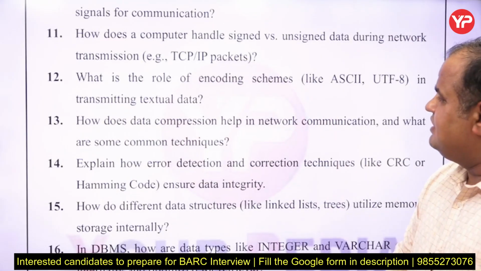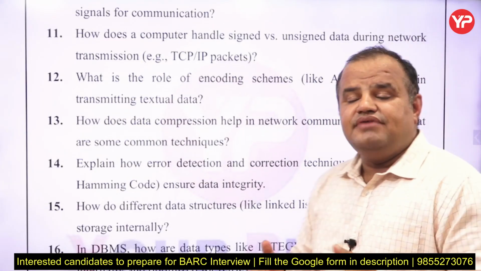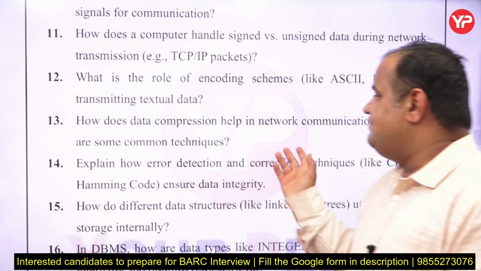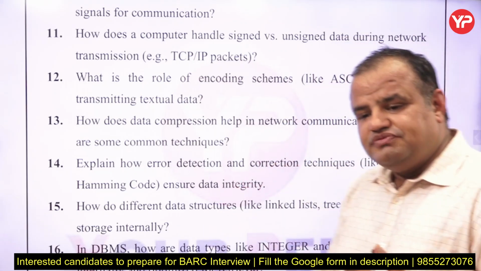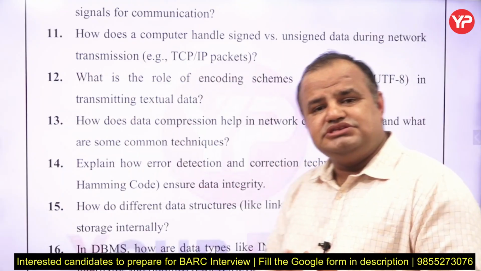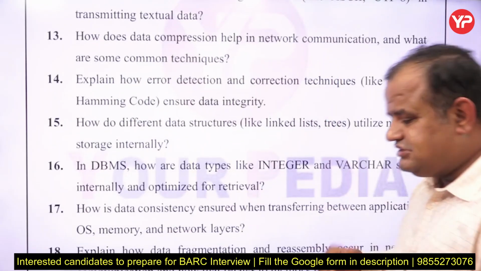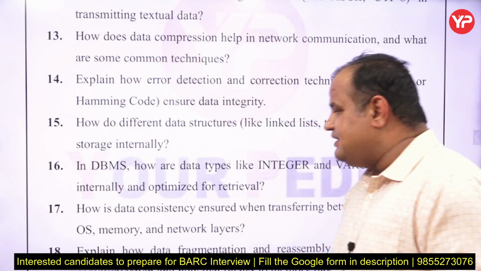Next, again, what is the role of encoding schemes? Why do we do encoding? What is the need of doing encoding? We have different encodings. Which one is good? Which one is bad? What are the characteristics of these encoding schemes? Explain error detection. Suppose you are sending data. Now, if an error happens, how are you going to find the error? How are you going to detect the error?